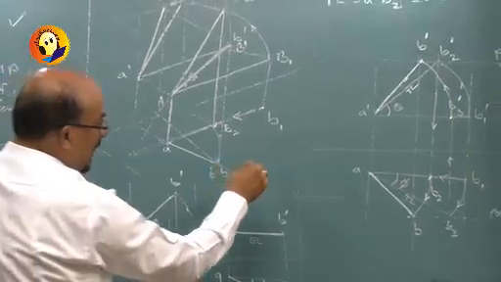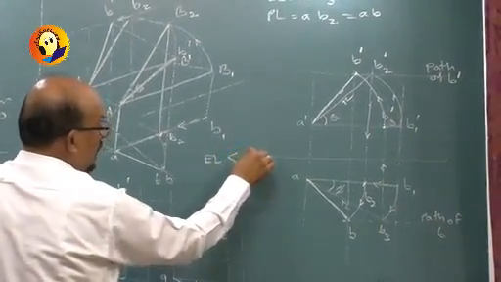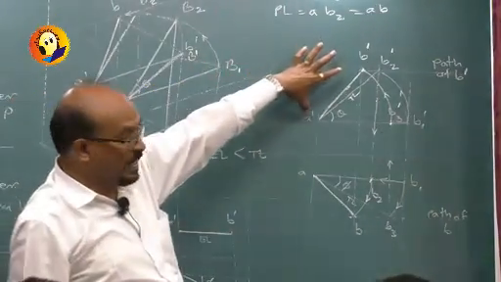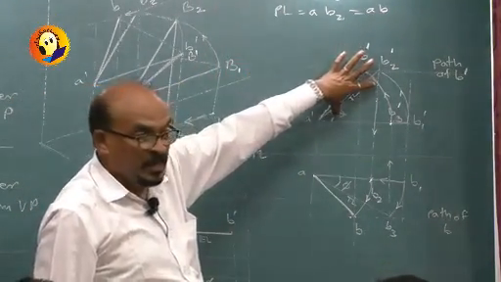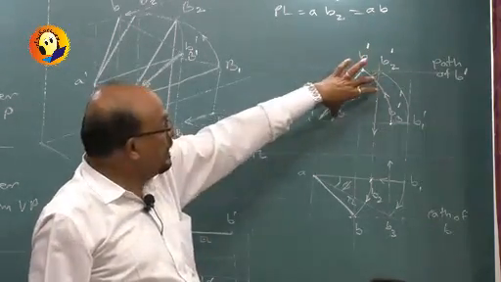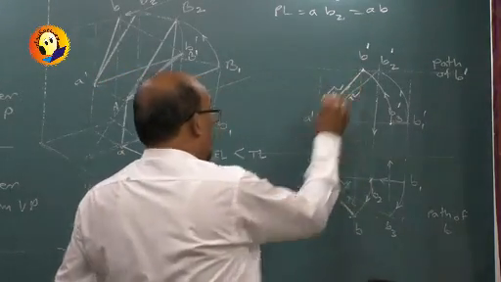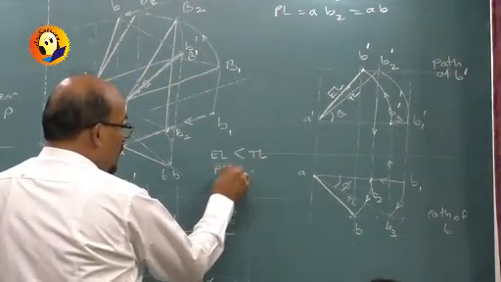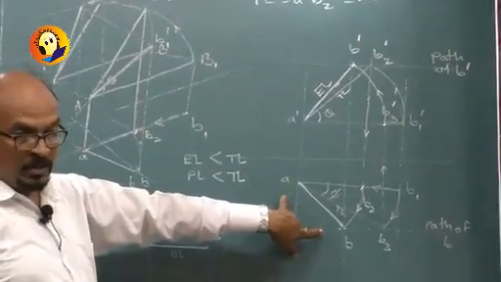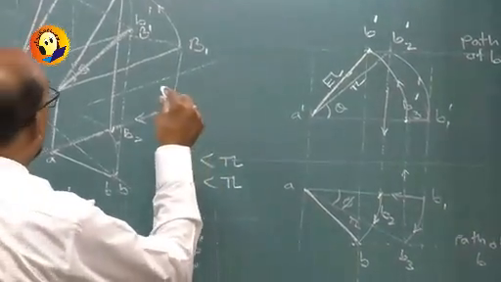We will always have this thing, elevation length is less than the true length. Do you agree? This is the elevation length, and its true length is here. We know that the shortest distance is this, so true length will be greater than elevation length. Plan length is always less than true length. Same thing over here.